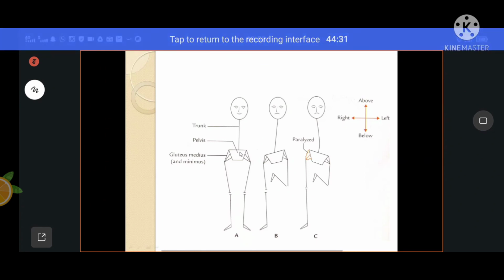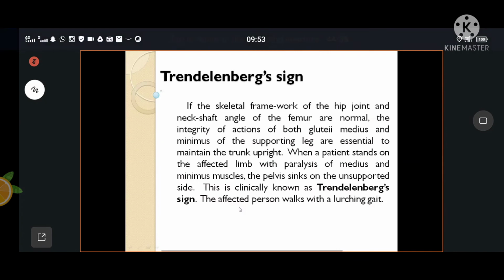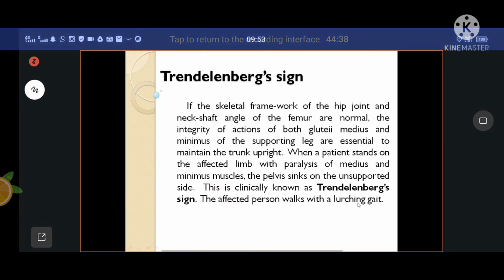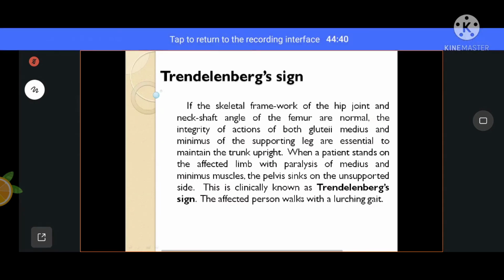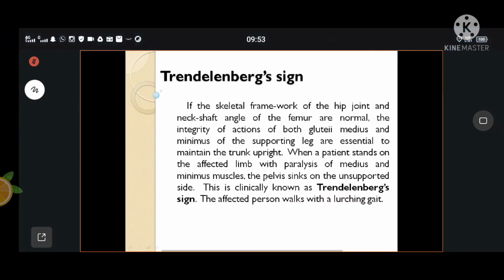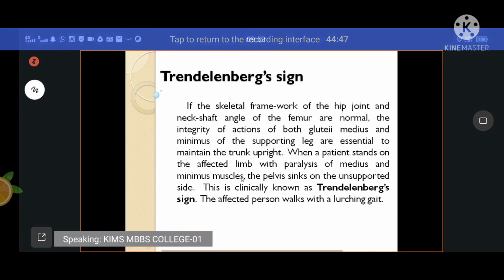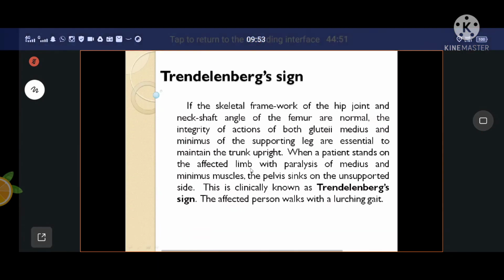And along with that, what should you write? You should also discuss this Trendelenburg sign, and also write about the lurching gait. Then only your answer is complete, otherwise it will be half answered, right? So this is all about the gluteus medius and minimus and the Trendelenburg sign and also the lurching gait.